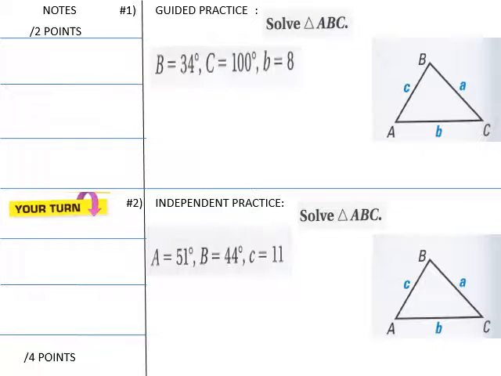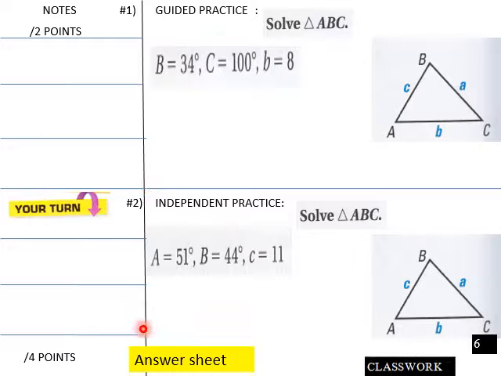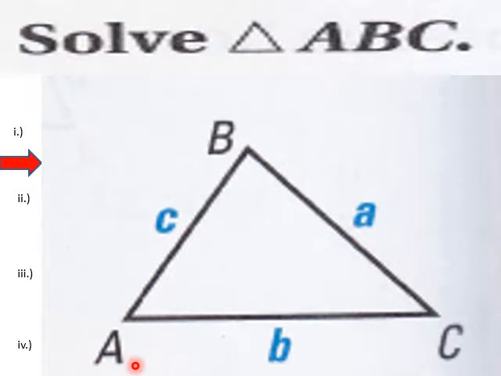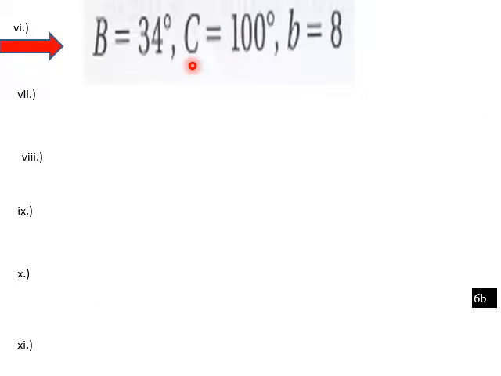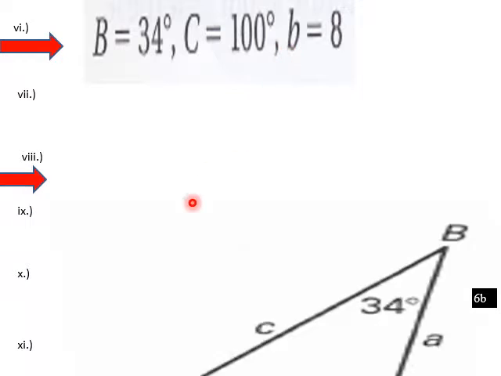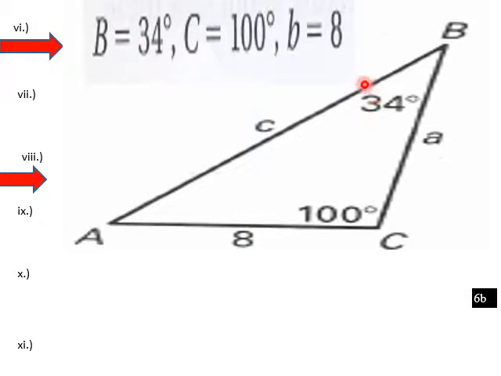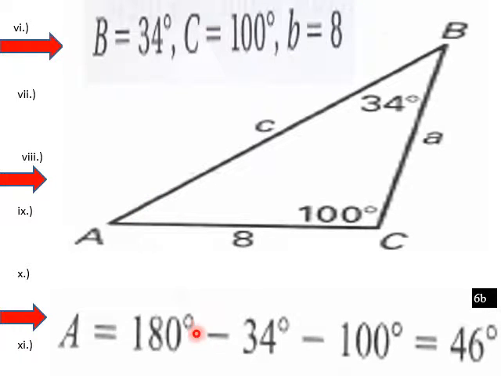Okay, now we're going to do one on our own. Students, this is yours. We're going to do this in our guided practice. Solve triangle ABC. Here's a triangle ABC with B equals 34 degrees, C equals 100 degrees, and b equals 8. So we can find this, can't we? Angle A equals 46 degrees, so we know that.